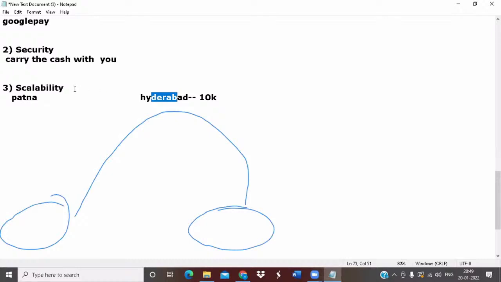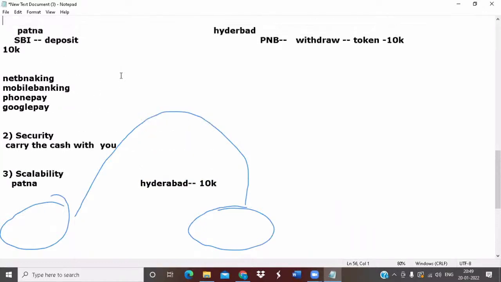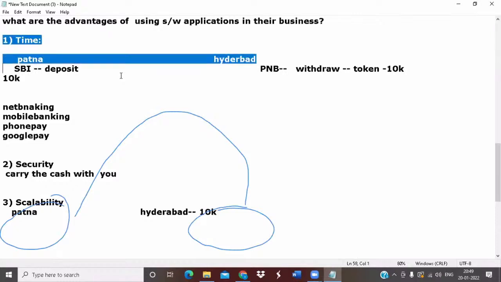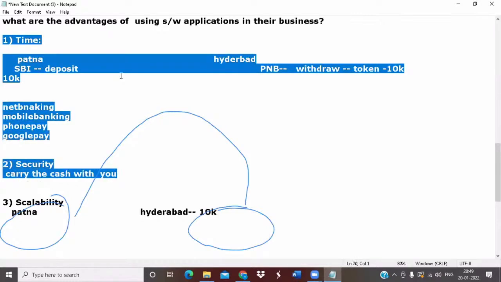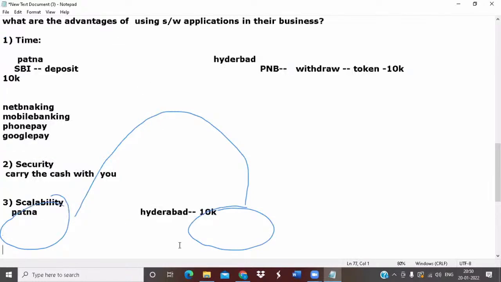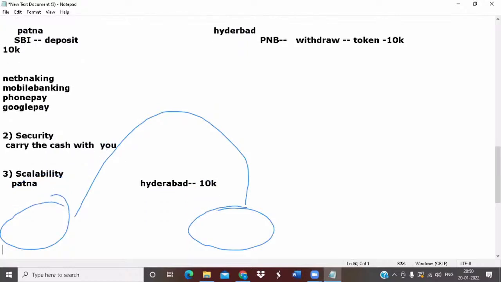So this is all about scalability. We can achieve scalability using software. So these are the three major advantages of using software applications. What is the first advantage? Speak out all of you. Saves your time, provides security, and also we can achieve scalability. I hope everyone understands these examples. Yes, sir. Okay, so these are the three major advantages of using software applications. Understand, Dheeraj? Yes, sir. Good.